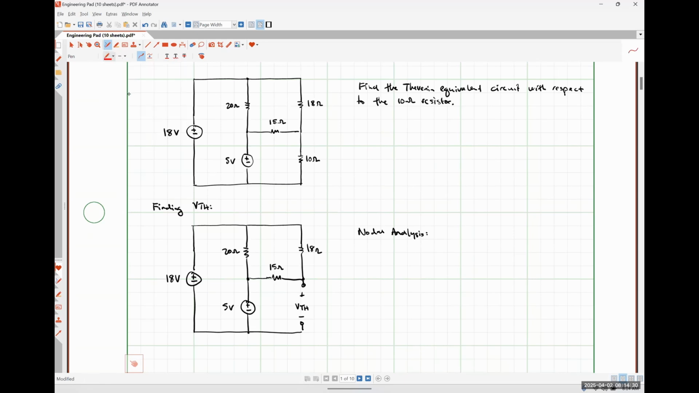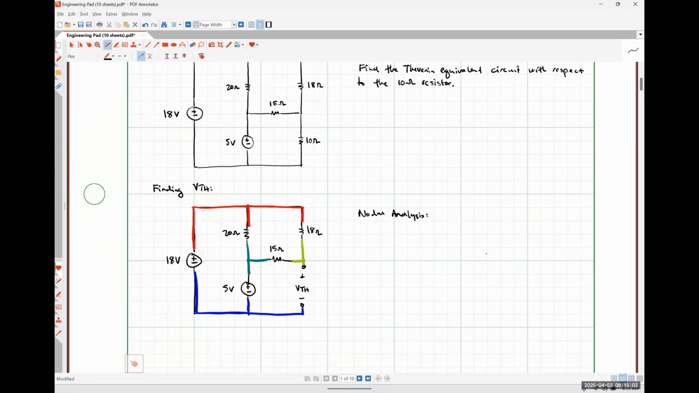So just running through my steps of nodal analysis, the first thing I should do is identify all of my nodes. So here's one node. Here's another node. Here's a node. And here's a node. Which of these 4 nodes would we typically want to choose as ground? Blue one at the bottom, okay? I agree with that.